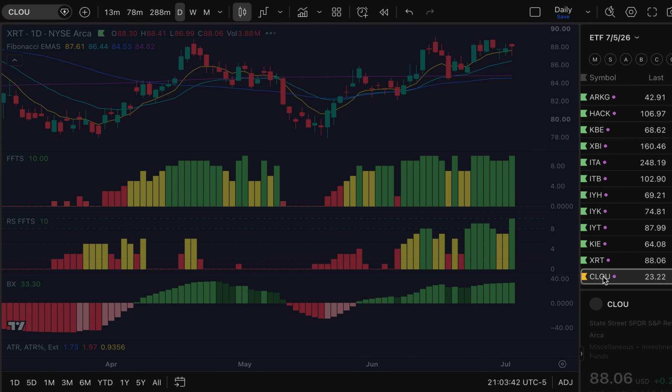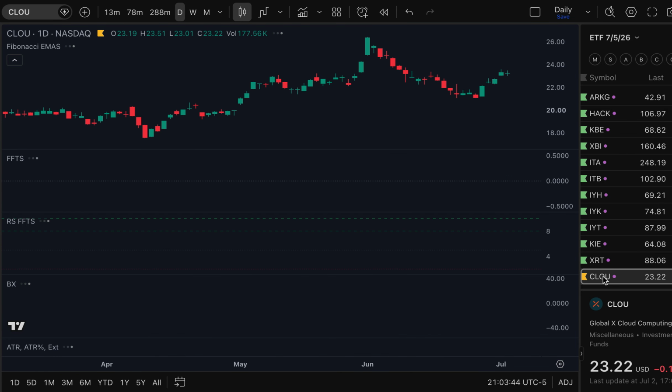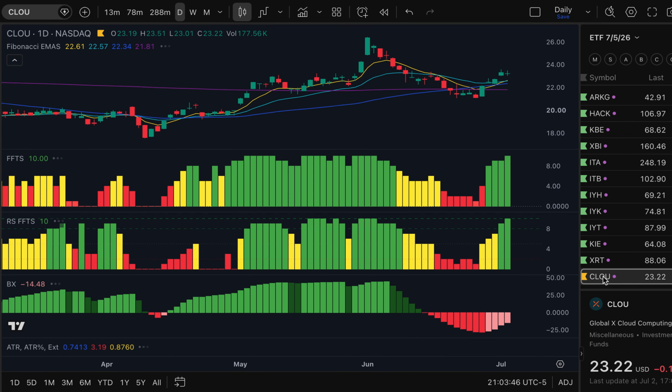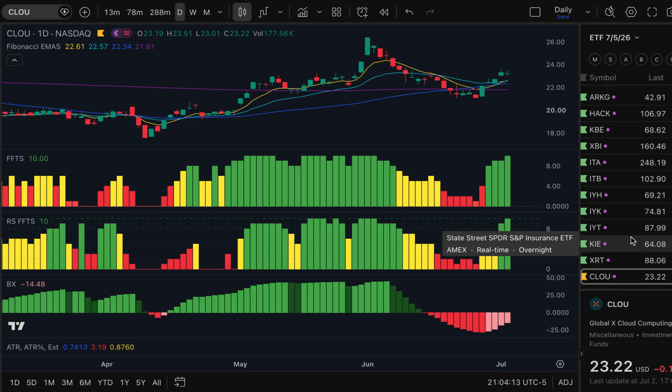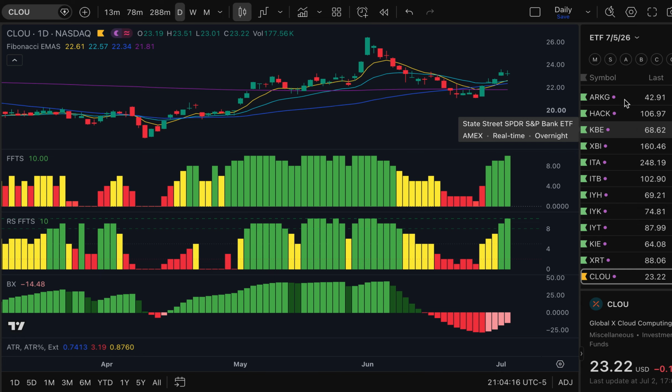Another area within the technology sector that is showing some strength is the cloud computing ETF, CLOU. We have relative strength trend firing on Wednesday and Thursday. Momentum isn't quite there. It's still red, but it is increasing. Maybe watch this for if momentum turns green. Looks like it could be good to go. So those are some group ETFs to keep an eye on.